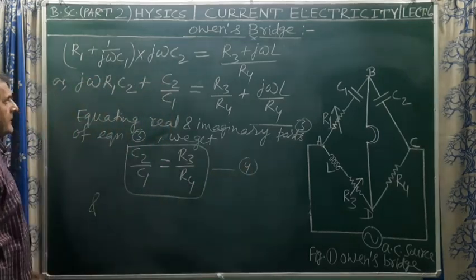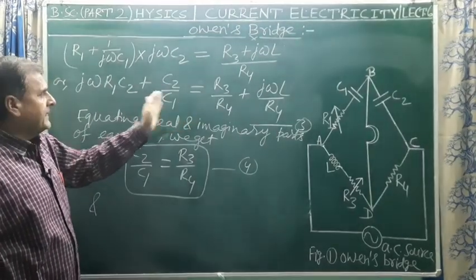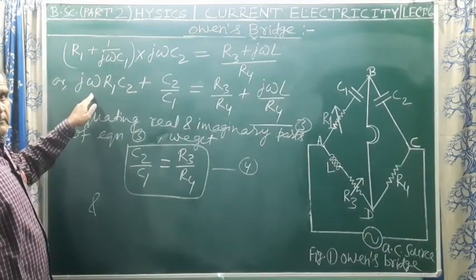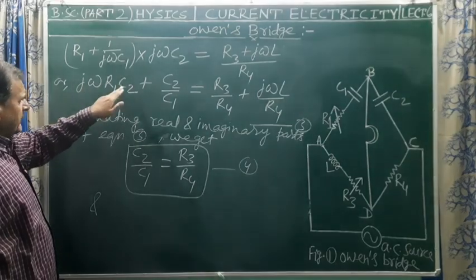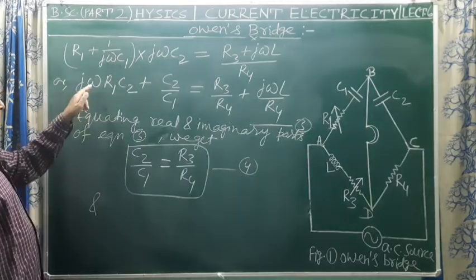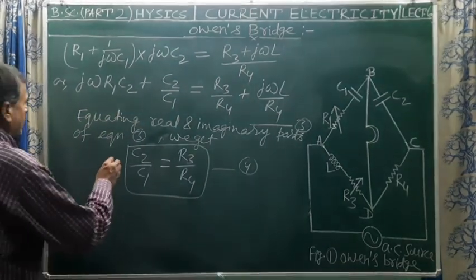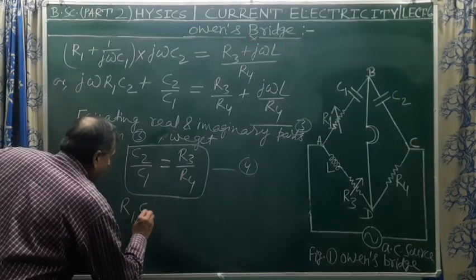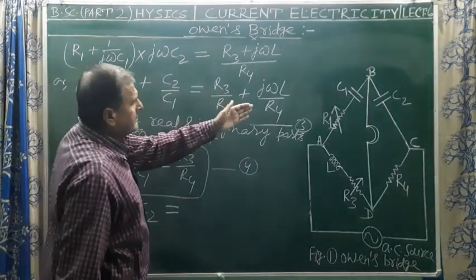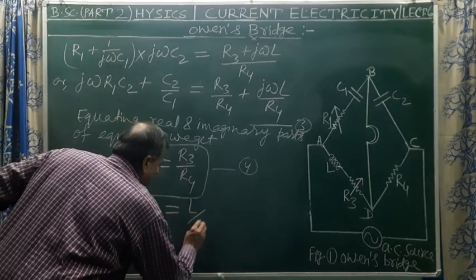And equating the imaginary terms in both sides, that is LHS and RHS of equation 3, we get j omega R1 C2 is equal to j omega L upon R4. Therefore, j omega and j omega in LHS and RHS will cancel out. So we will be left with R1 C2 equals, in the LHS R1 C2 and in the RHS we have capital L upon R4.